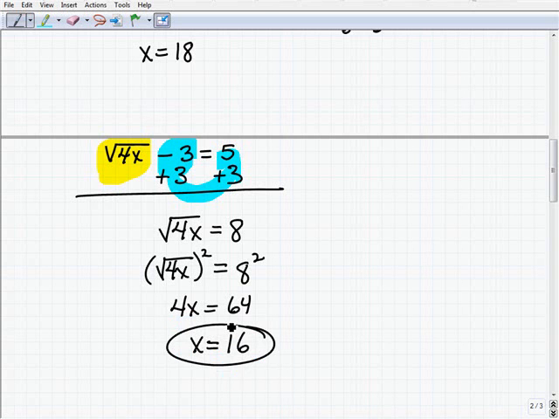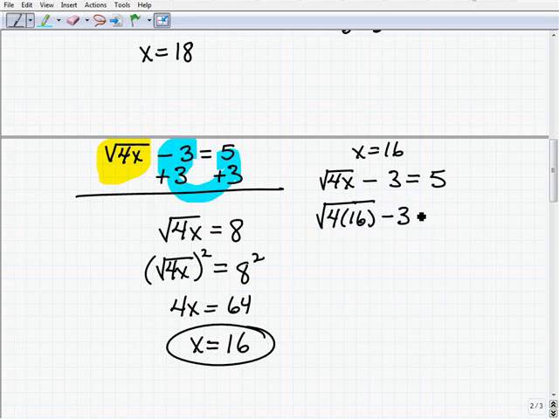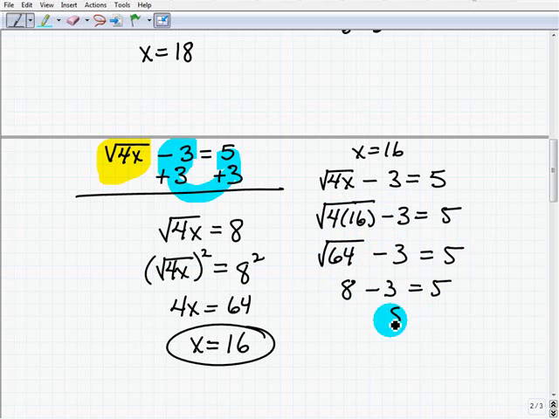All right, so let's check that in our original equation. Our original equation was the square root of 4x minus 3 equals 5. We believe that x is equal to 16, so we have to plug that into our original equation. So this is going to be the square root of 4 times 16 minus 3. Does that equal 5? And 4 times 16 is 64. The square root of 64 minus 3 equals 5. So this is 8 minus 3, and you can see that in fact 5 equals 5. That's a true statement, and so therefore x equals 16 checks out.